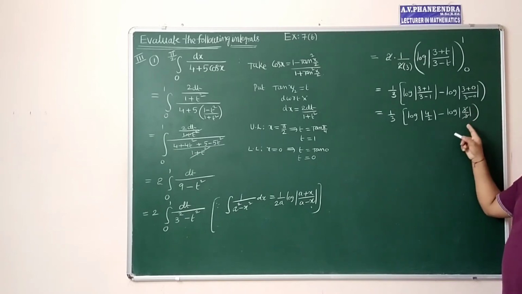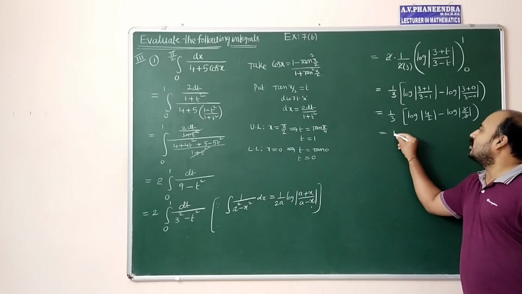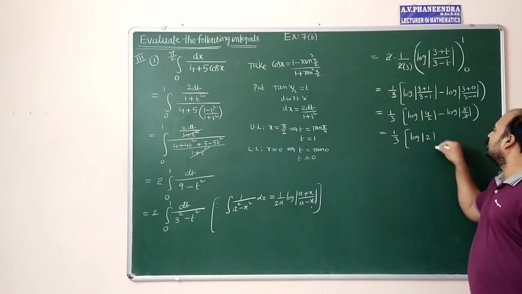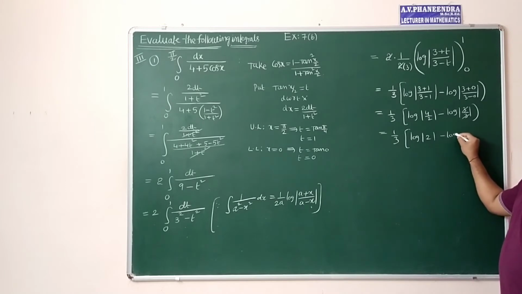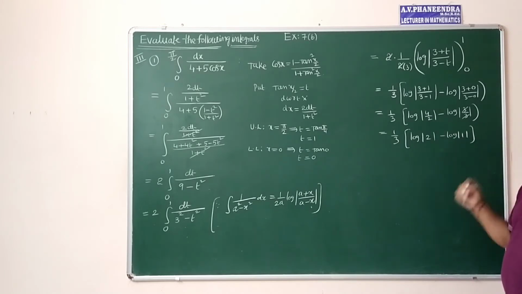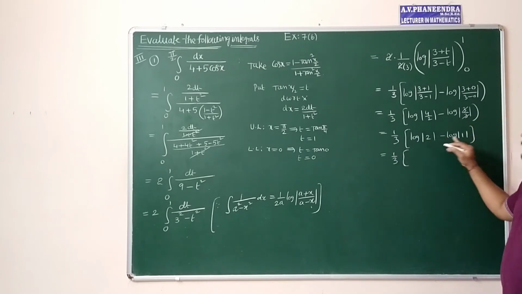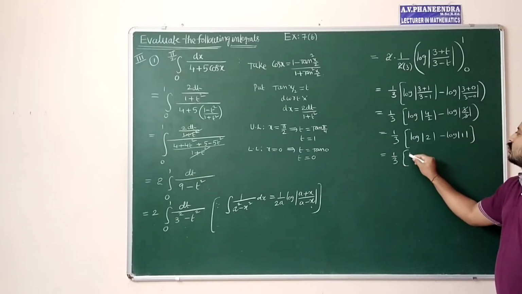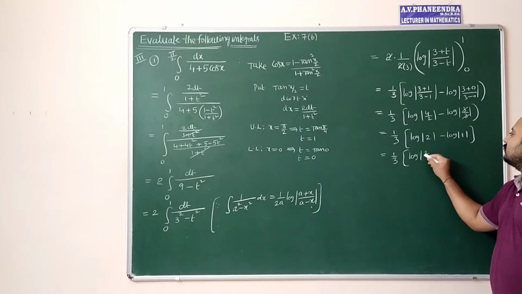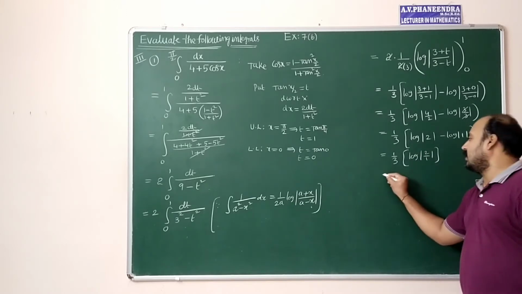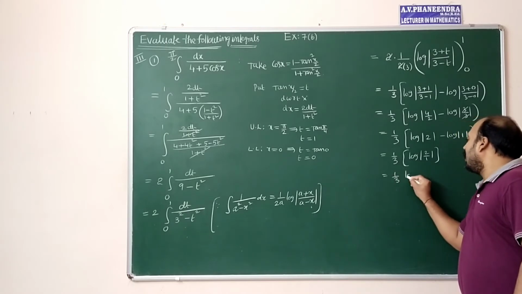3 get cancelled, log 1 will be there, which is equal to 1 by 3. Log mod 4 by 2 means 2 minus log 1, which is equal to 1 by 3. Log a minus log b is log a by b. So we can write it as log 2 by 1. That also can be written as 2 by 1 means what? 2 we can express. Therefore 1 by 3 log 2.